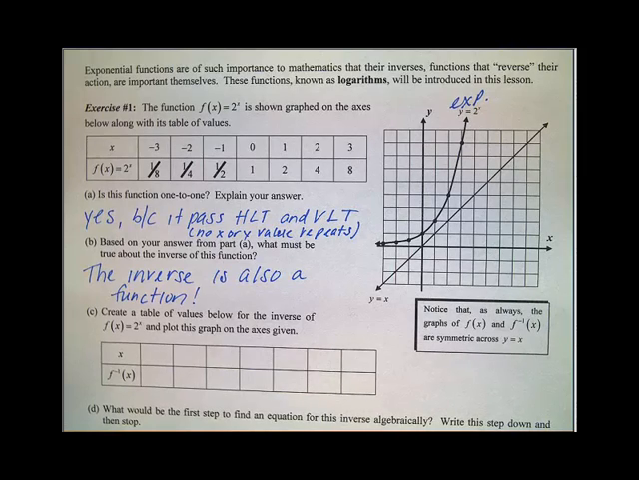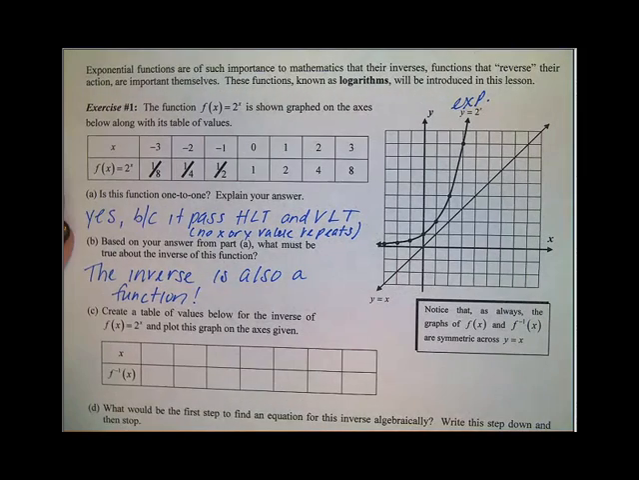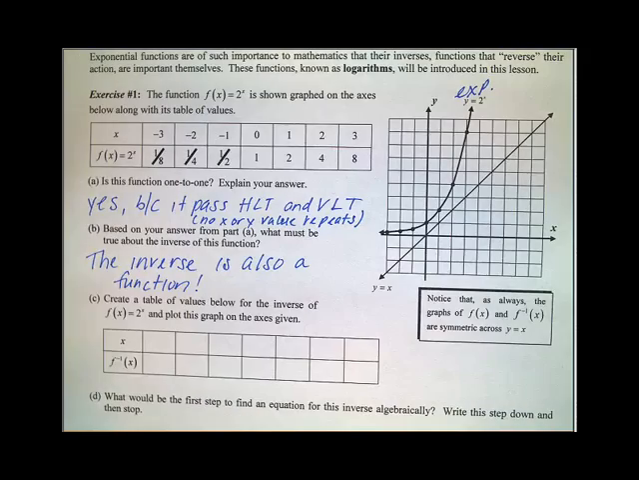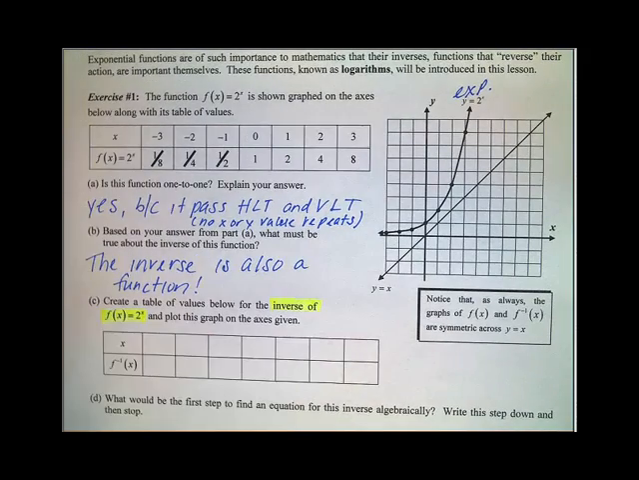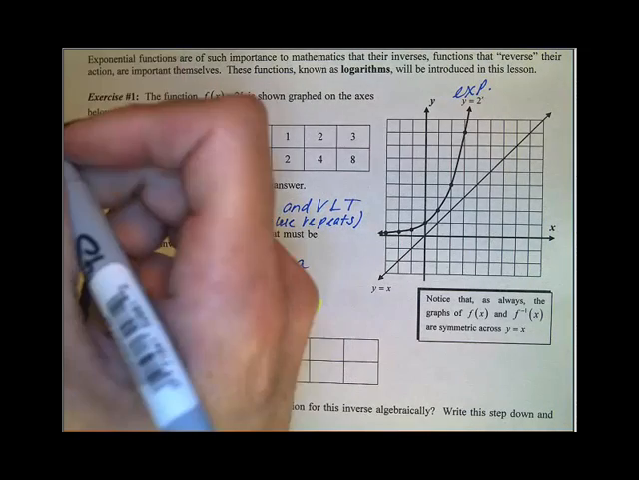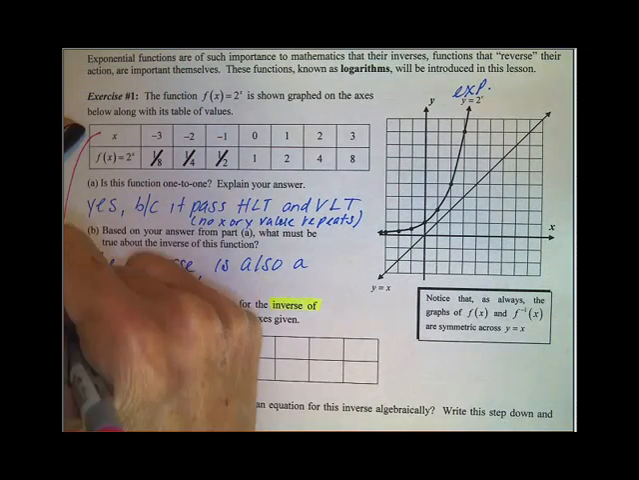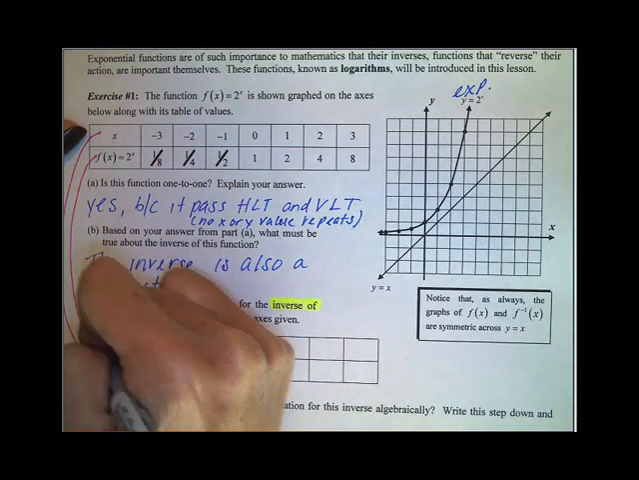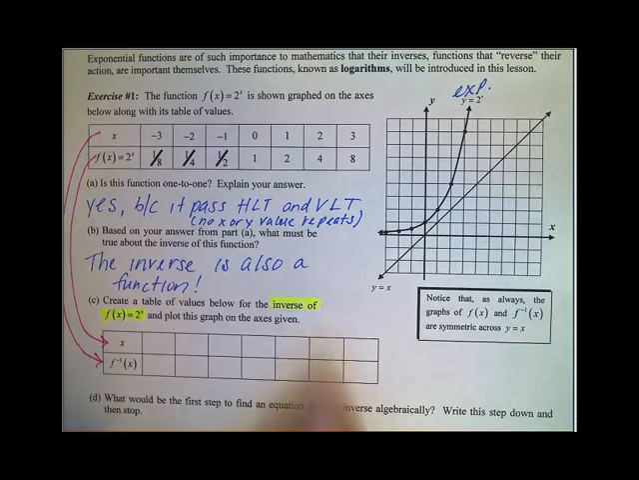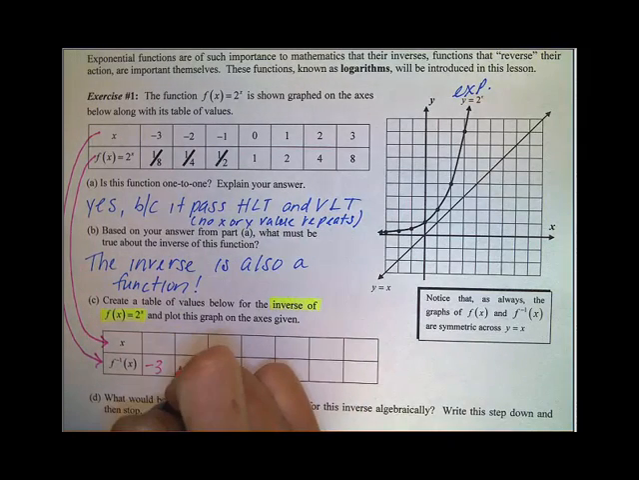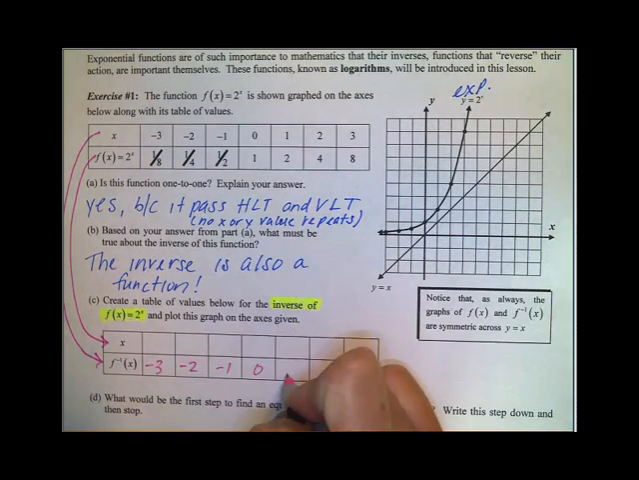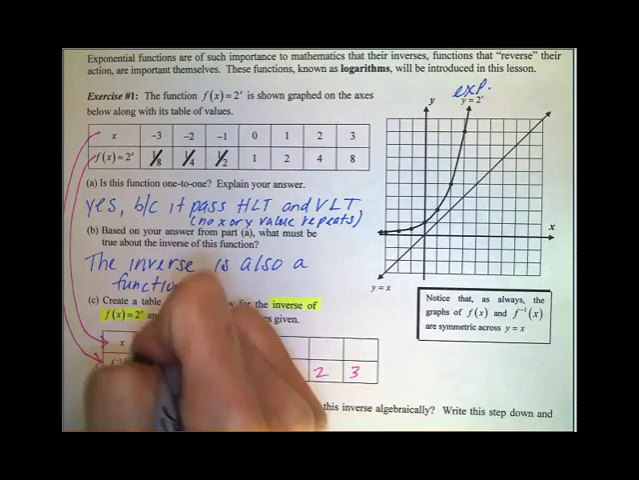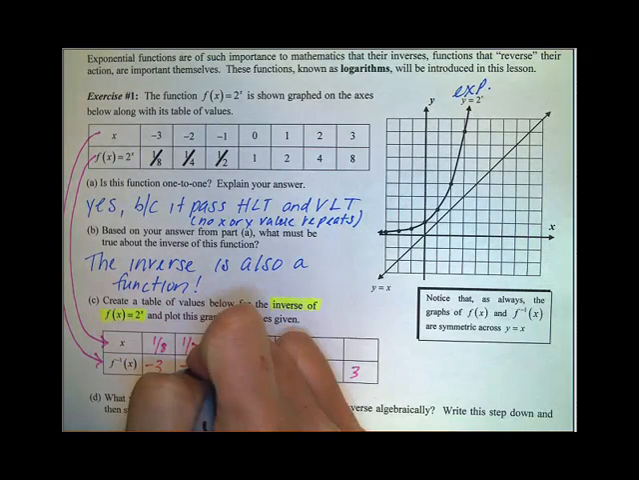So now they want us to create a table. Well, we already know that these are inverses of each other. We know that in the original, we have x, x becomes y, and y becomes x. The input becomes the output, and the output becomes the input.